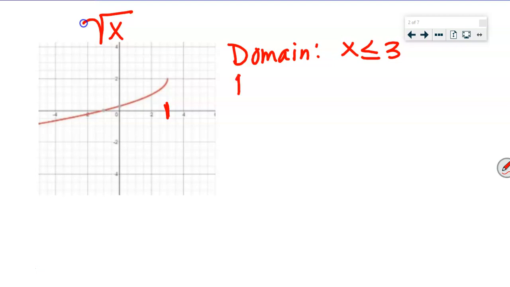When we talk about our range, that's our y values. So notice here, that's where our y values start, at 2. And they go down from there. So we're going to say y is less than or equal to 2.